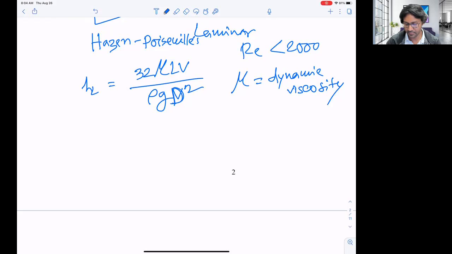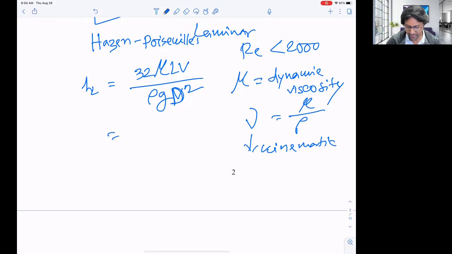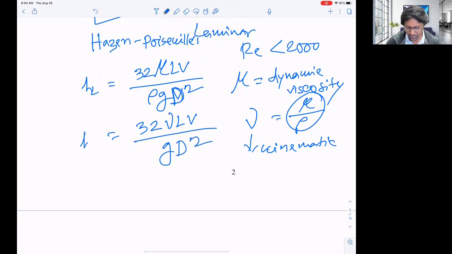If you know that mu, and you want to know nu, it is mu divided by rho. That is called kinematic viscosity. So we can replace mu divided by rho, because we have mu here and rho here, and we can use 32 nu L V divided by g d squared. We can use even that one.